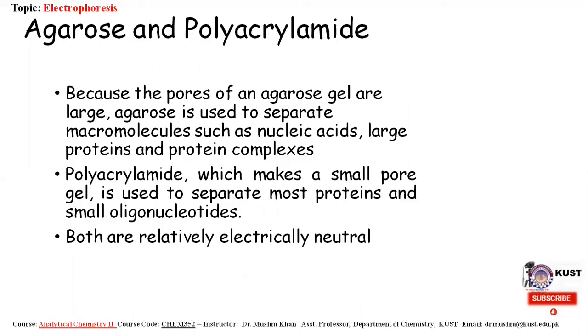Because the pores of agarose gels are large, agarose is used to separate macromolecules like nucleic acids, proteins, and protein complexes. Because of this bigger pore size, agarose is used as a gel in the electrophoresis technique. Polyacrylamide, which makes a small pore in comparison to agarose gel, is used to separate mostly proteins and small oligonucleotides. Both are relatively electrically neutral gels.